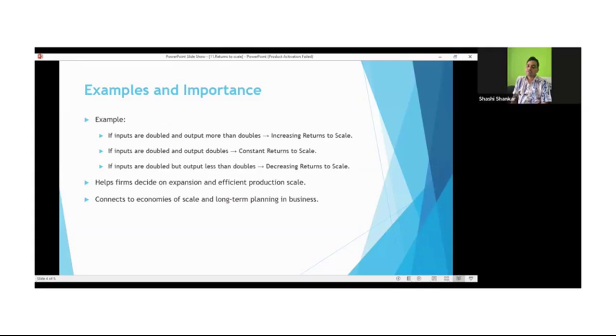It connects to economies of scale and long-term planning in business. Long-term planning in business is nothing but talking about the investment in the business for the long run. So it also helps decide whether the input should be doubled or increased or not, considering the output of that particular product.